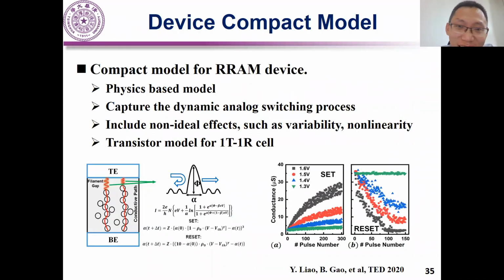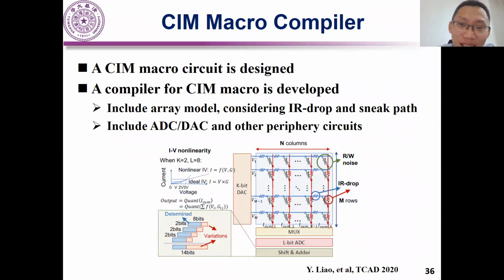Okay, very good question. In fact, every time I give my talk, someone will ask me about the ADC overhead. So this is a key question. I think this is one of the key questions for CIM technology.